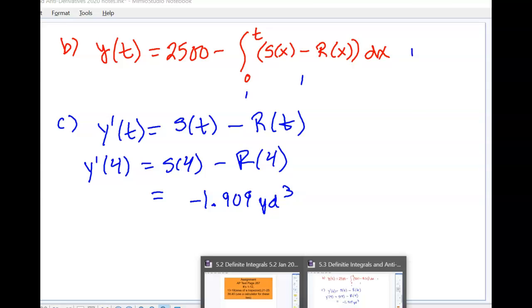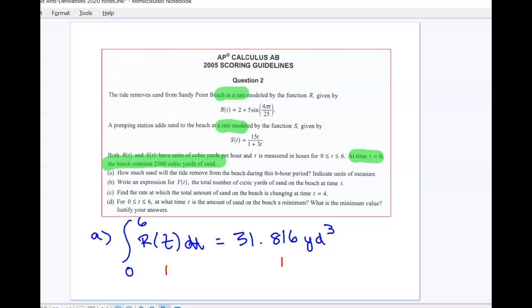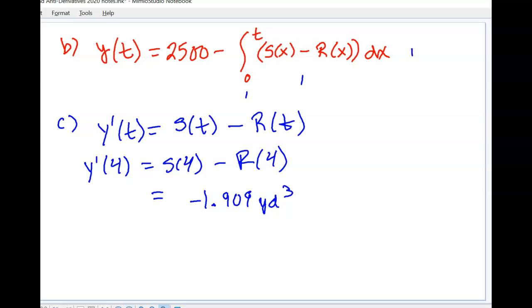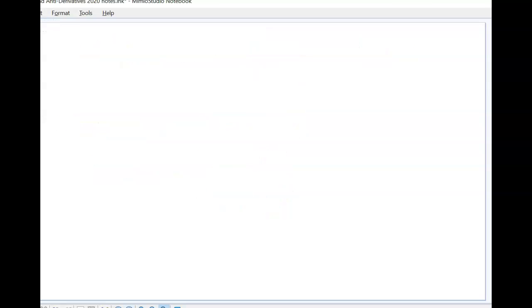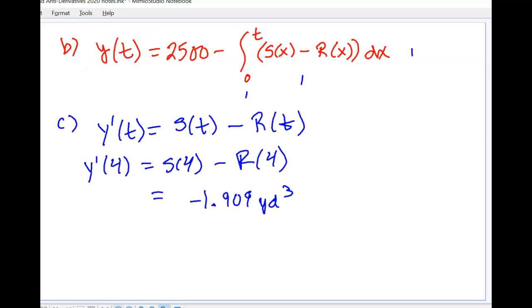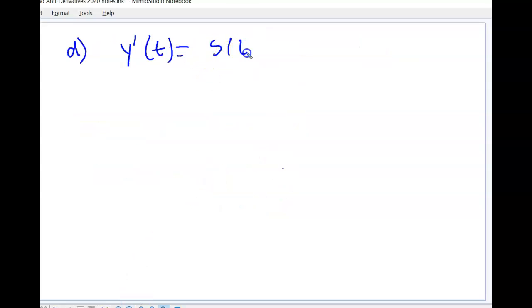Question D now, if we look at the question, is asking us, for time 0 to 6, at what time is the sand on the beach a minimum, and what is the minimum value? Justify your answer. Well, what we need to do here, first of all, is figure out our critical numbers, okay? And our critical numbers are going to be where my derivative is 0. We found that the derivative of y of t in question C was just s of t minus r of t. And we'll talk more about derivatives of integrals in section 5.4.